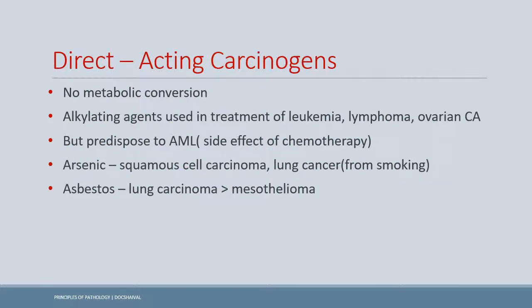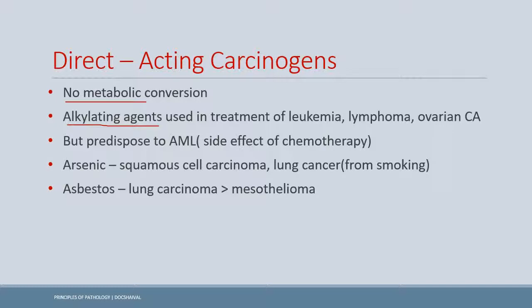Okay. Now, chemical carcinogens are divided into two parts. Those are direct carcinogens and indirect carcinogens. Direct carcinogens do not require metabolic conversion, while the indirect ones obviously would require it. Now, for direct carcinogens, we have some famous examples, and one of the major examples is alkylating agents.